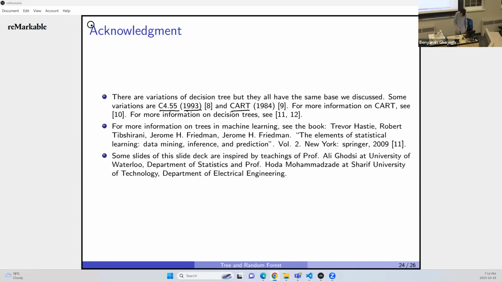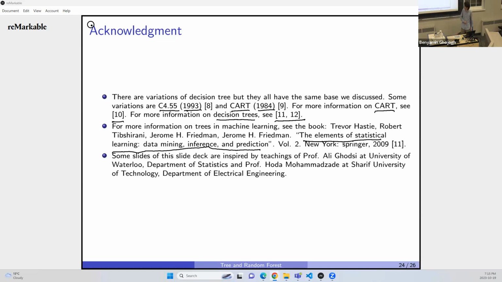So it was proposed in 1993. Another one was CART, proposed in 1984. As you see, they are old, and these are trees. For more information on CART, you can see reference 10. For more information on decision trees, you can see these references. For more information on trees and machine learning, you can see this book of Hastie and Tibshirani, The Elements of Statistical Learning: Data Mining, Inference, and Prediction.